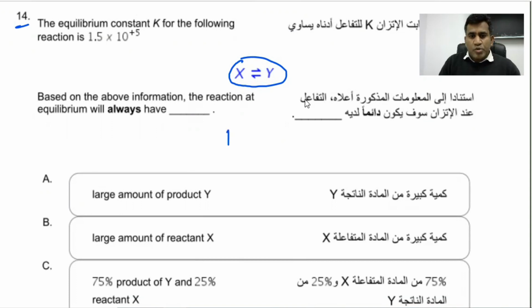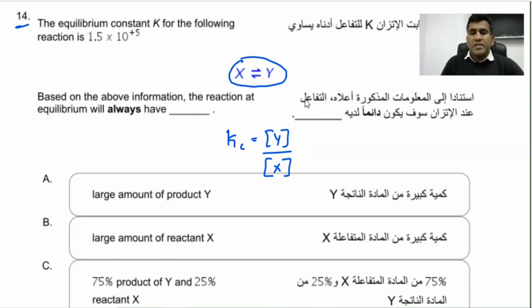The equilibrium constant, which we usually write as K, or sometimes Kc, is basically the concentration of the product divided by the concentration of the reactant. This is the way of representing it. So if you know the concentration of product, you can calculate the concentration of reactant by knowing the equilibrium constant.